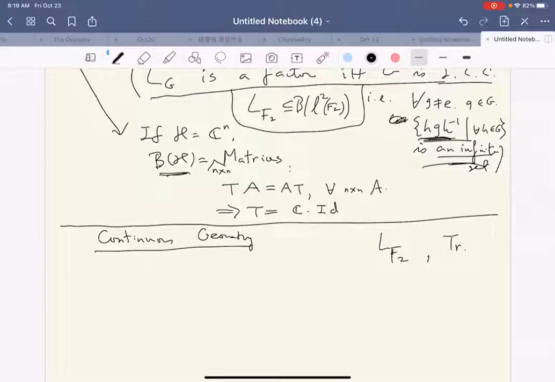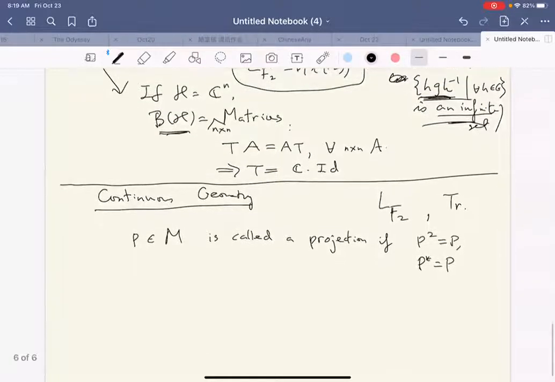Okay. So first of all, let me define what a projection is. P in a von Neumann algebra is called a projection if P squared equals P and P star equals P. So it's self-adjoint and it's idempotent. So P squared is equal to P.